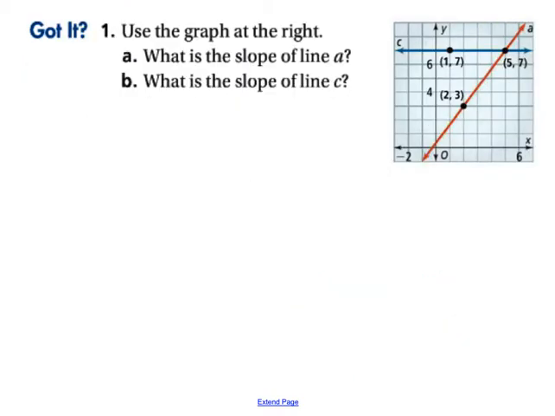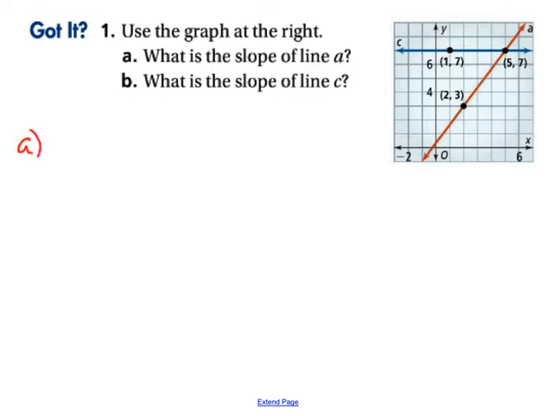Here's an opportunity for you to go ahead and try to find the slope of line A. For the first part, part A is the red line, find that slope. And in part B, find the slope of the blue line, C. Go ahead and pause your video. Alright, I hope you had a chance to give that a try. Let's go ahead and take a look at what kind of answers we get.